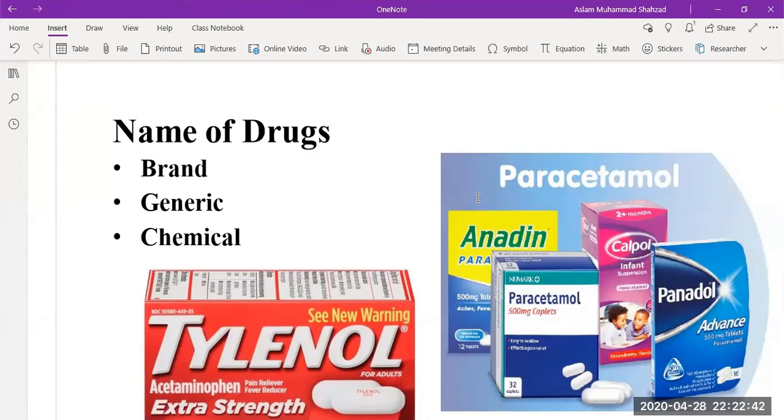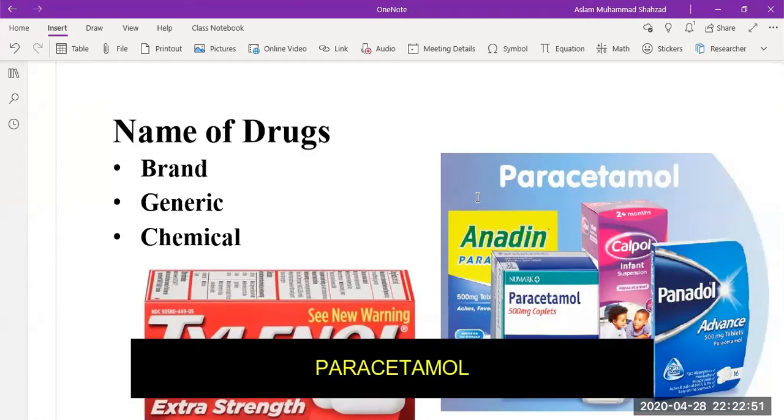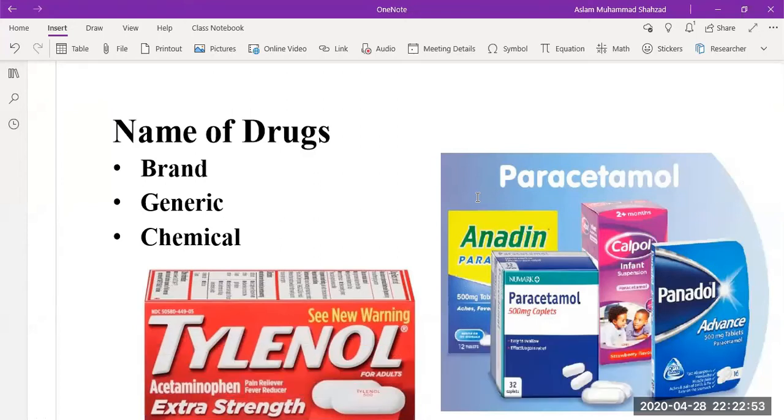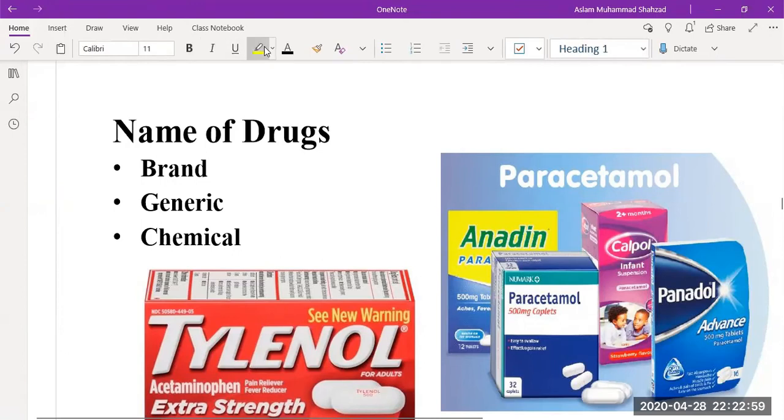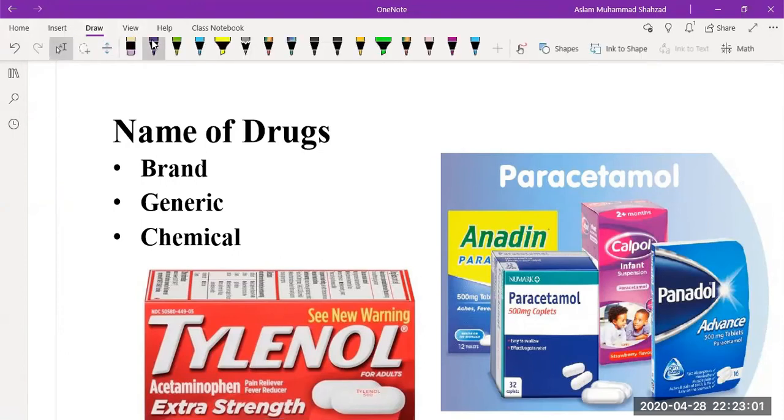I will give you a simple example of one drug that everybody has in their home, and the drug is paracetamol. If you take a look at this picture, you can understand very easily how we can differentiate between these different names.